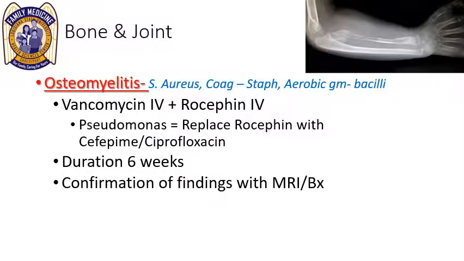Osteo, ooh, that looks like a bad bone right there. So Staph aureus, coag-negative staph, and anaerobic gram-negative bacilli, you're going to use Vanc for MRSA coverage, and Rocephin, again, if you're concerned for Pseudomonas, you change the Rocephin to Cipro. This is a long time, 6 weeks, and you have to confirm with MRI or biopsy.